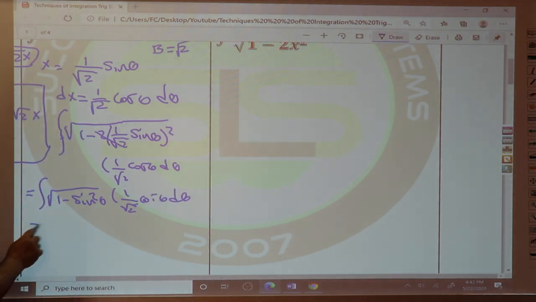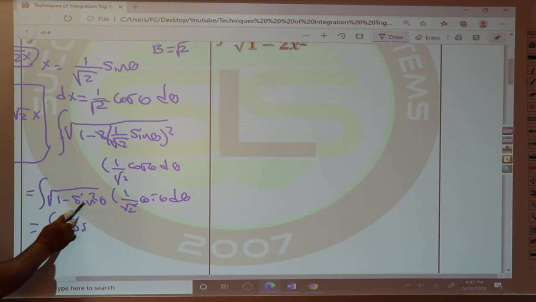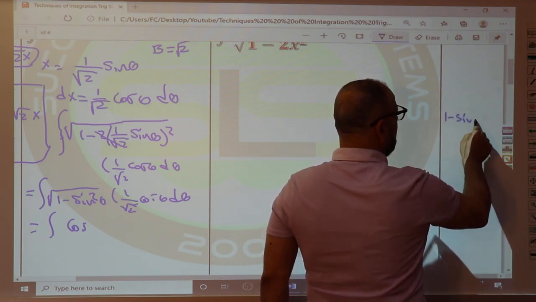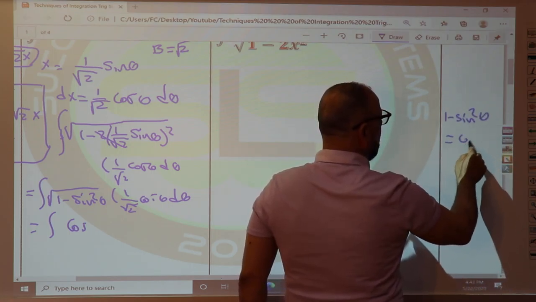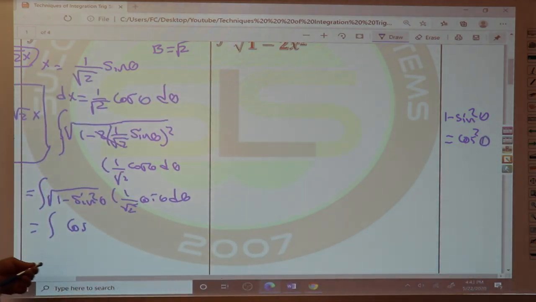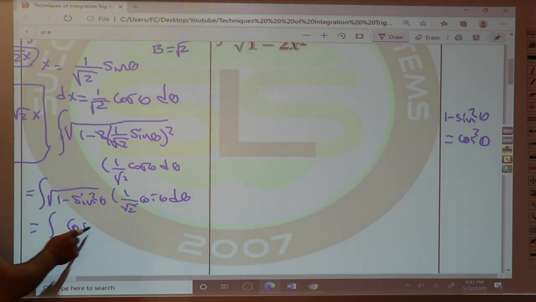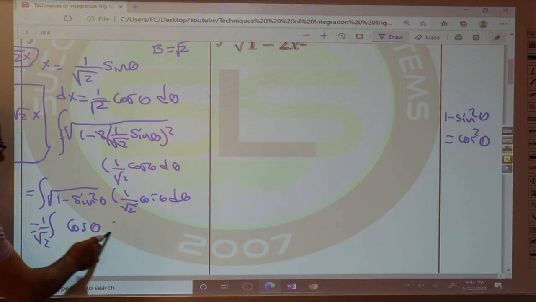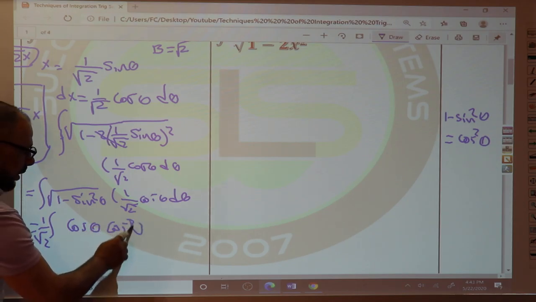Now we know this guy equals cosine theta, because 1 minus sine square theta equals cosine square theta. We don't have to waste our time there, right? 1 minus sine square equals cosine square, and the square root of it is cosine theta. And here, 1 over square root of 2, we took it out, and we have here cosine theta, cosine theta d theta.